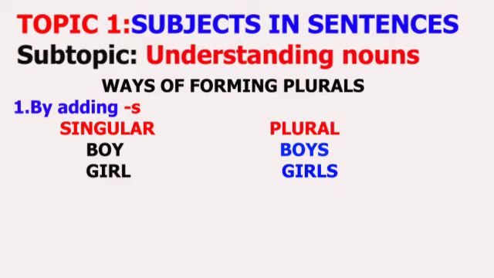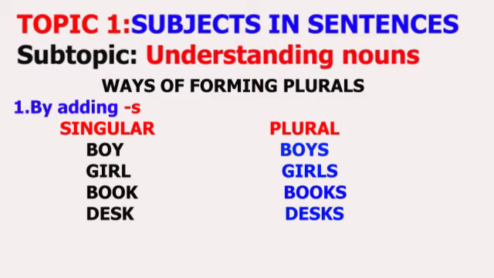Also, book is in a singular form; in a plural form we call it books. Desk is in a singular form; in a plural form, they are called desks. Cow is in a singular form; in a plural form, we add an s, and it becomes cows. That is a very common way of forming plurals in the English language, by just adding an s.